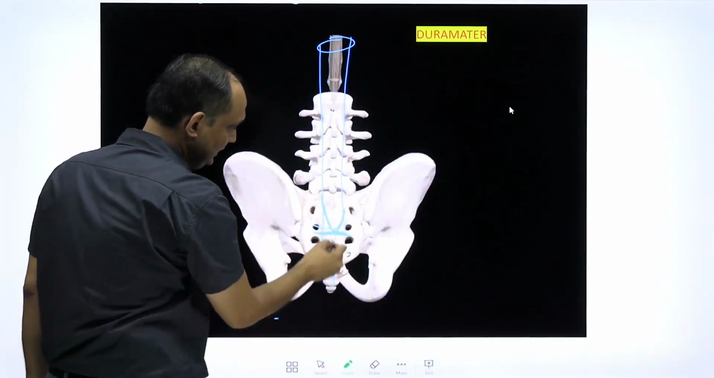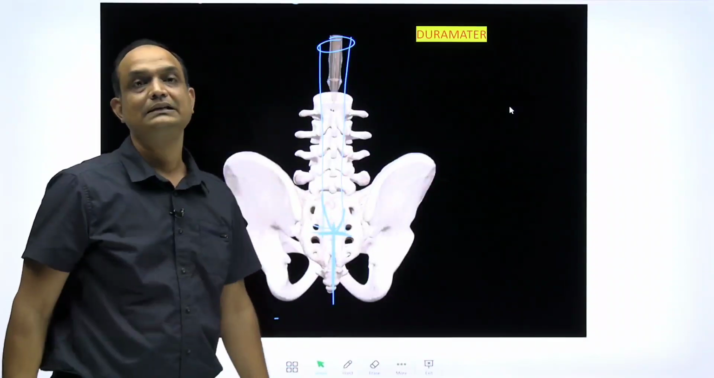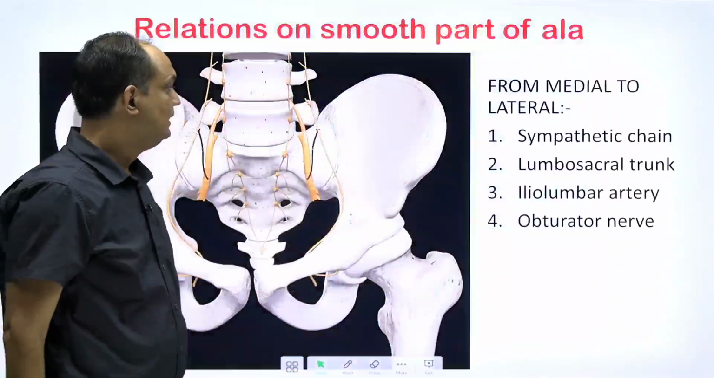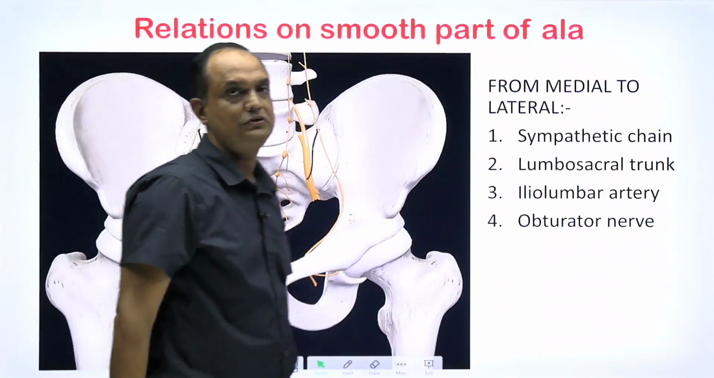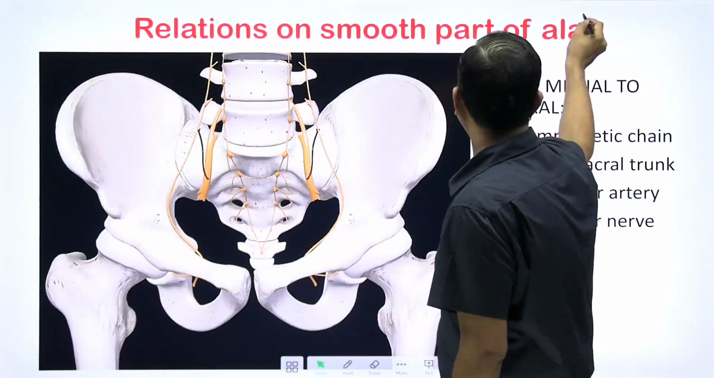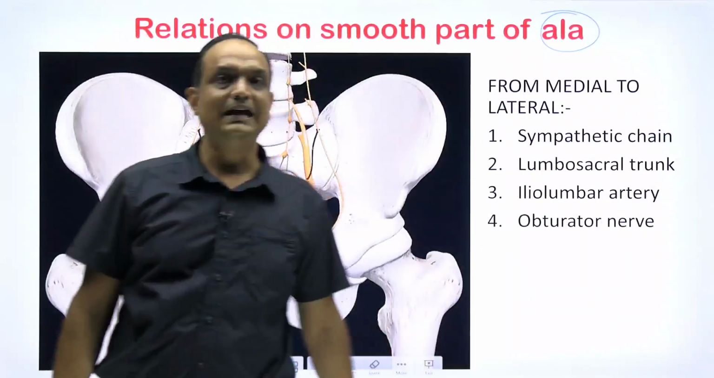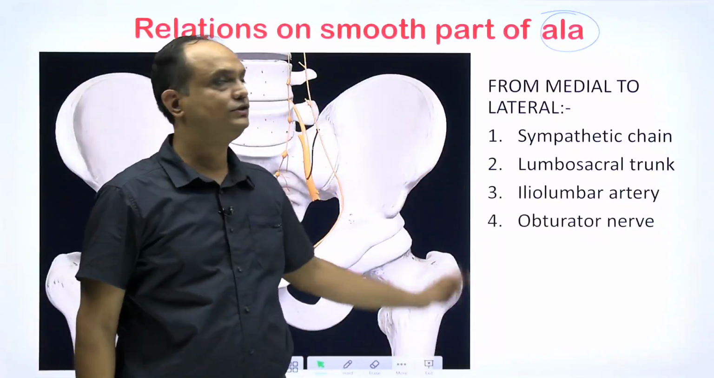And after that, only a thin filum terminale will come out from this sacral hiatus. Clear? Now, this is again the question of your exam. Write down the relations on the smooth part of the ala of sacrum. Now, on this ala of sacrum, you have four structures.